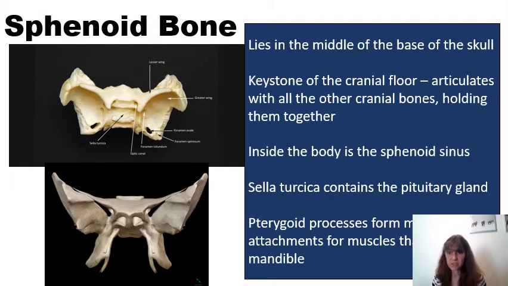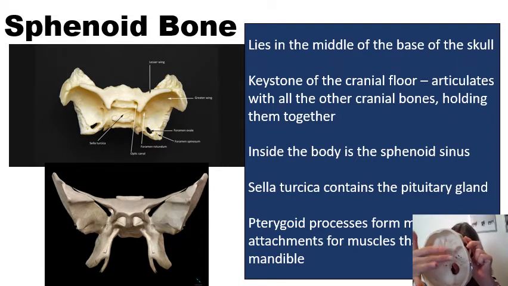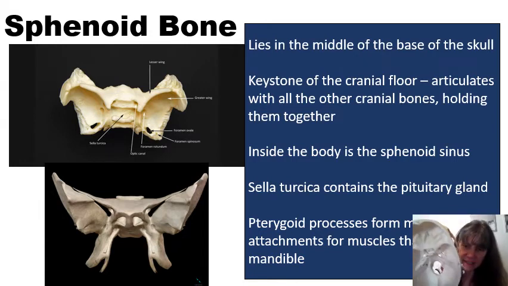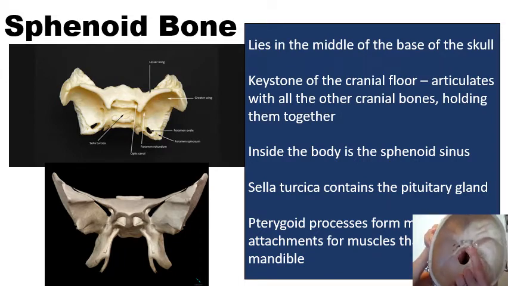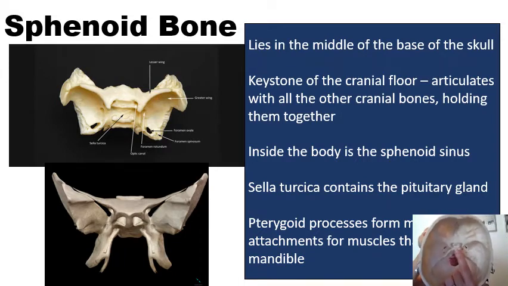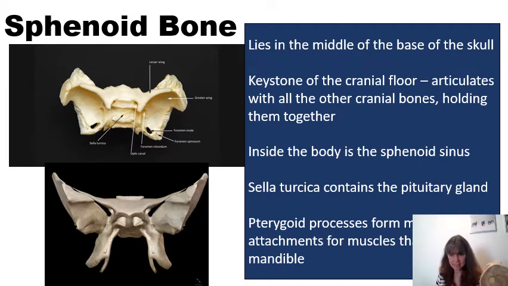This takes us to the sphenoid bone. The sphenoid bone is kind of a butterfly-shaped bone or bat-shaped bone. It is often referred to as the keystone of the cranial bones because it holds all of them together. And it lies in the middle of the base of the skull. One of the most important structures in the sphenoid bone is this guy right here, which is the sella turcica. That literally means Turk's seat, and that is where you will find the pituitary gland.